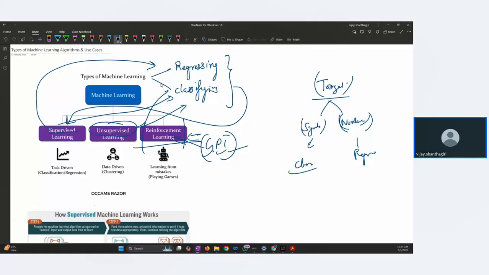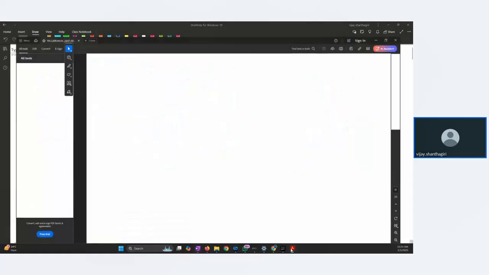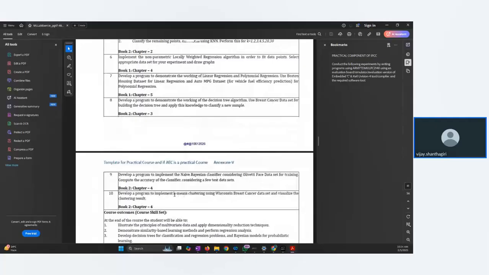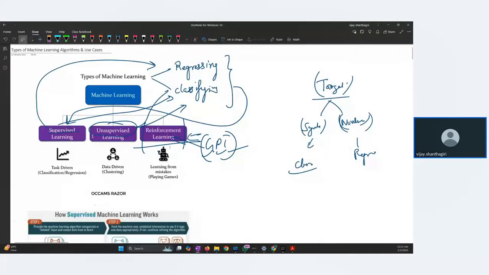In fact, here you see in the lab exercises that we have, there is something called k-means clustering. Okay. And of course, the VTU says you have to use the Wisconsin breast cancer data set to visualize and cluster the result. That is fine. Okay, we'll use the data set and we'll do the clustering. But this clustering is what? This clustering is unsupervised, and all others are supervised.